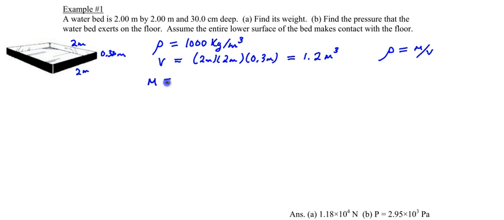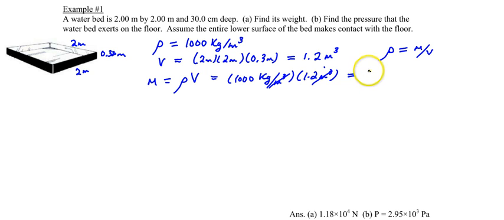The mass is equal to the density times volume. So that's 1,000 kilograms per meter cubed multiplied by 1.2 meters cubed. You can see the meters cubed will cancel out, and you'll get a mass of 1.2 times 10 to the power 3 kilograms. Now that you know the mass, you can calculate the weight that this bed has.